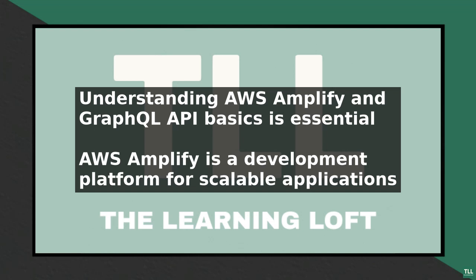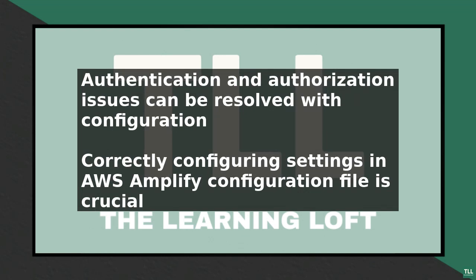AWS Amplify is a development platform that helps you build scalable mobile and web applications, while GraphQL API is a query language for APIs that provides a flexible and efficient way to interact with your data. One of the most common issues with AWS Amplify GraphQL API is authentication and authorization.